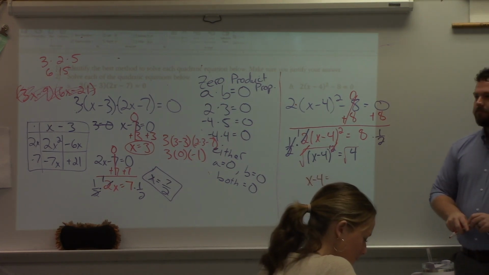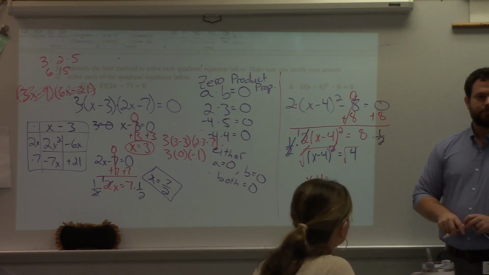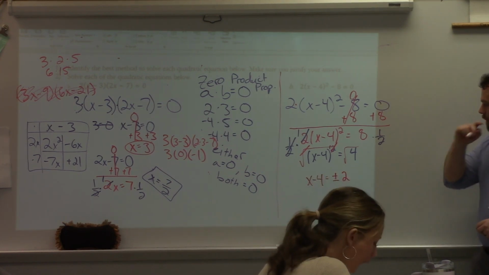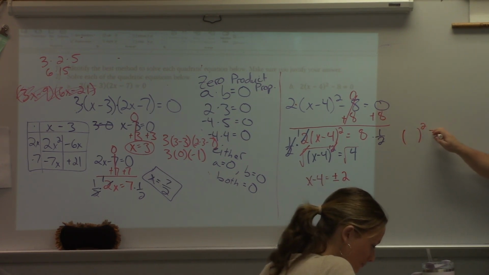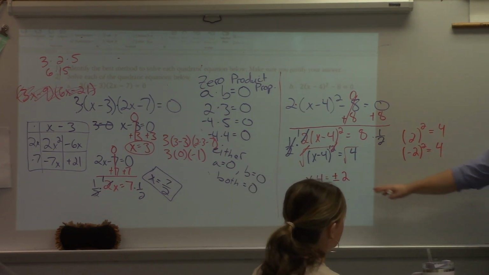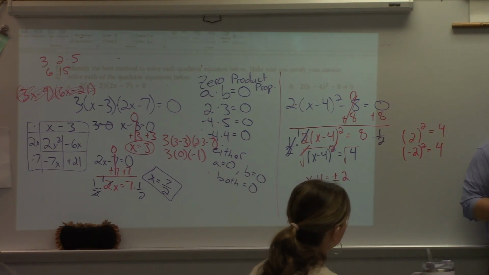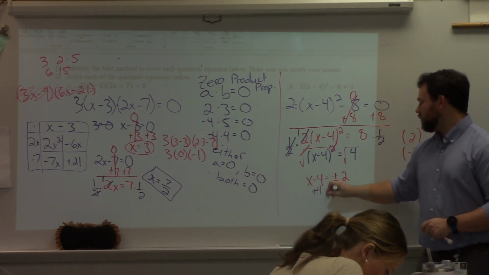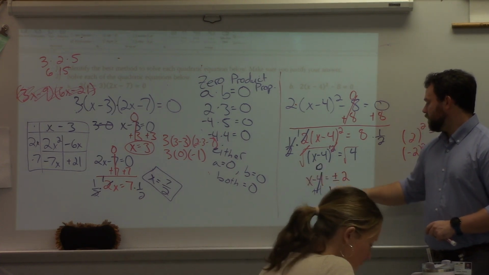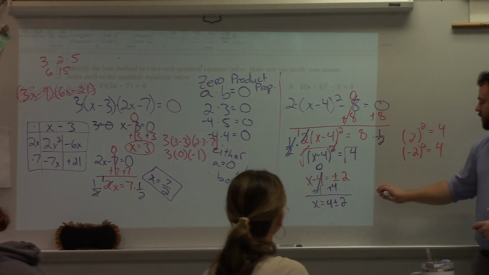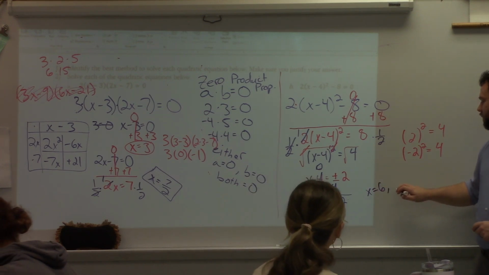2 and negative 2. 2 and what? Negative 2. We've got to remember the whole idea is what squared equals 4. 2 squared equals 4, right? But what else squared equals 4? Right. So I need a positive and a negative 2. You can split into 2 equations if you want. I'm going to write it actually just like this. Because when I add 4 now, 0. I got x equals 4 plus or minus 2. What's 4 plus 2? What's 4 minus 2?